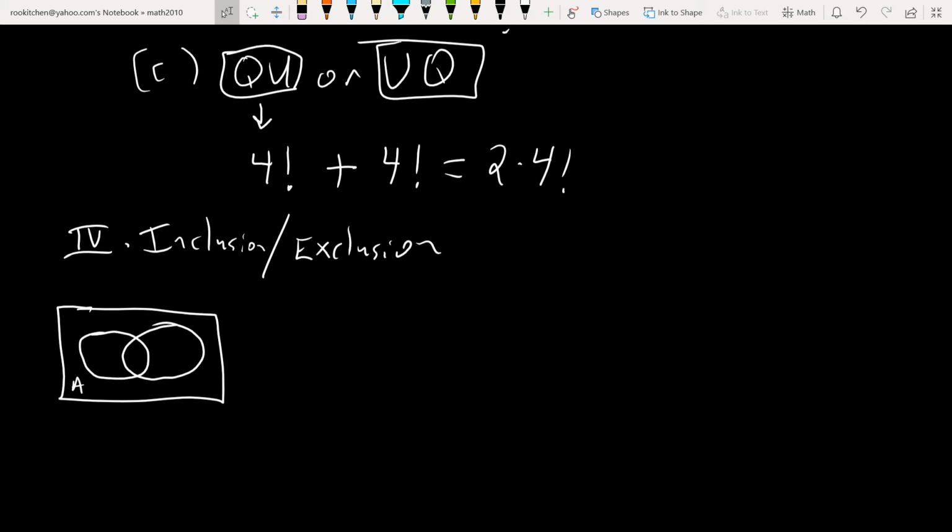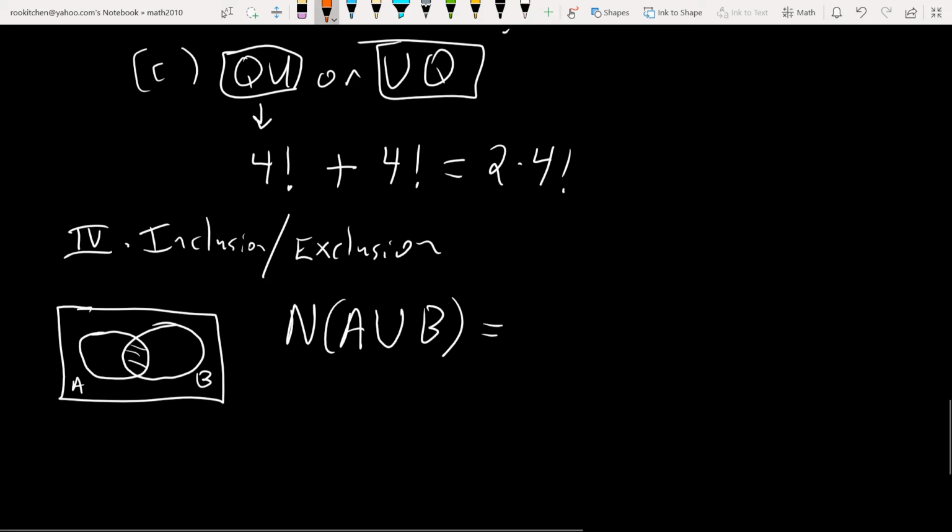Okay, so before, if A and B were disjoint, in other words, there was nothing here, all you had to do is figure out the number of things in A and add it to the number of things in B. Okay, the problem in this section is that now it may or may not be disjoint. So the number of things in A unioned with B, there's a problem of overcounting, right? So if you count up the number of things in A, you're counting up all this. Okay, so that's N of A.